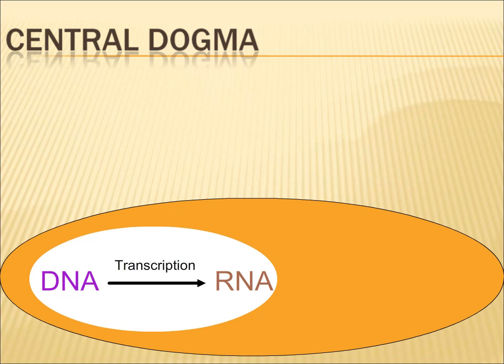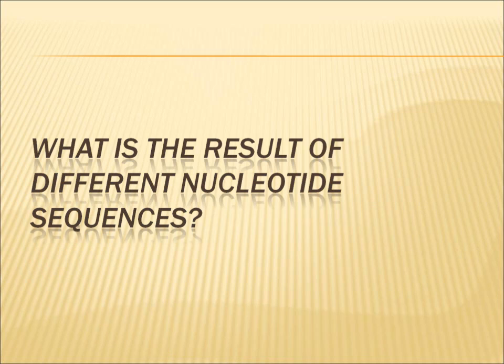When a copy of a gene's DNA is made with RNA nucleotides, this process is called transcription. Then, when the RNA travels to the cytoplasm and the protein is made, the process is called translation. Before we examine the details of transcription and translation, let's answer a question. What happens when nucleotide sequences change?